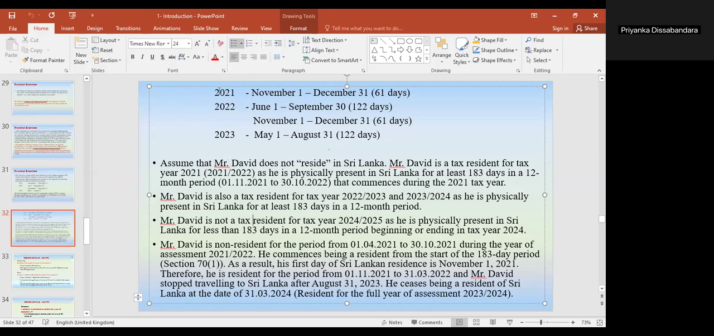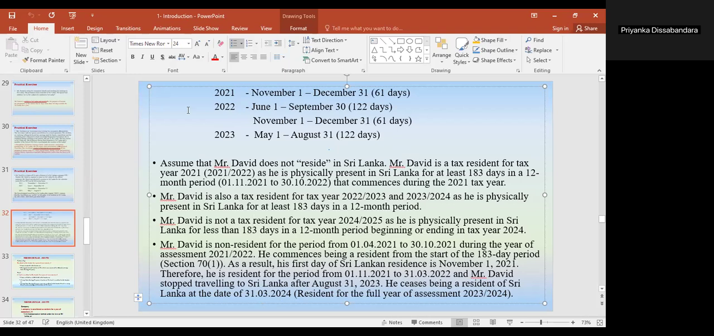But after this date, he is resident, and we have to consider him resident until the end of that year of assessment. He commences being a resident from the start of the 183-day period under Section 71. As a result, his first day of Sri Lanka residency is November 1st of 2021. Therefore, he is resident for the period from 1st of November 2021 to 31st March 2022. Up to that date, he is resident.